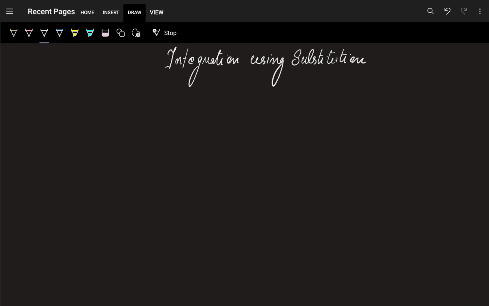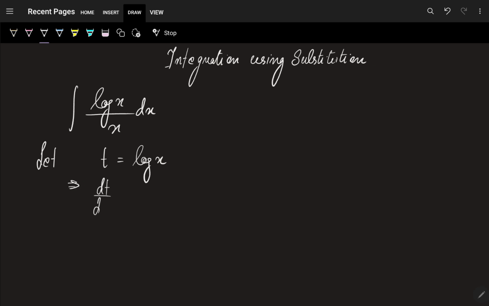So we have a question: integration of log x by x dx. Now what do we do? We let t be the function whose derivative is present. If you see, the derivative of log x is 1 by x, so we let t as log x. Now you differentiate both sides, so dt by dx is 1 by x.